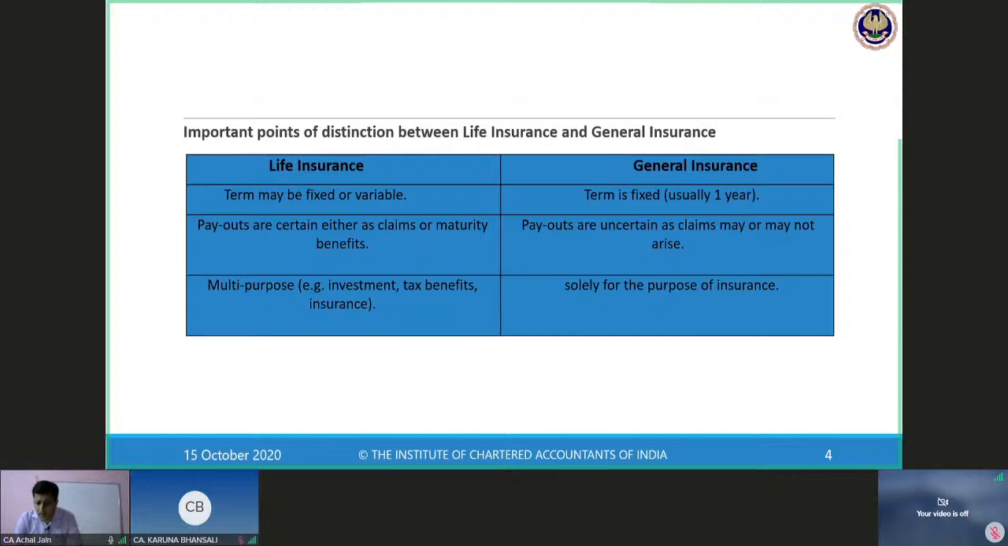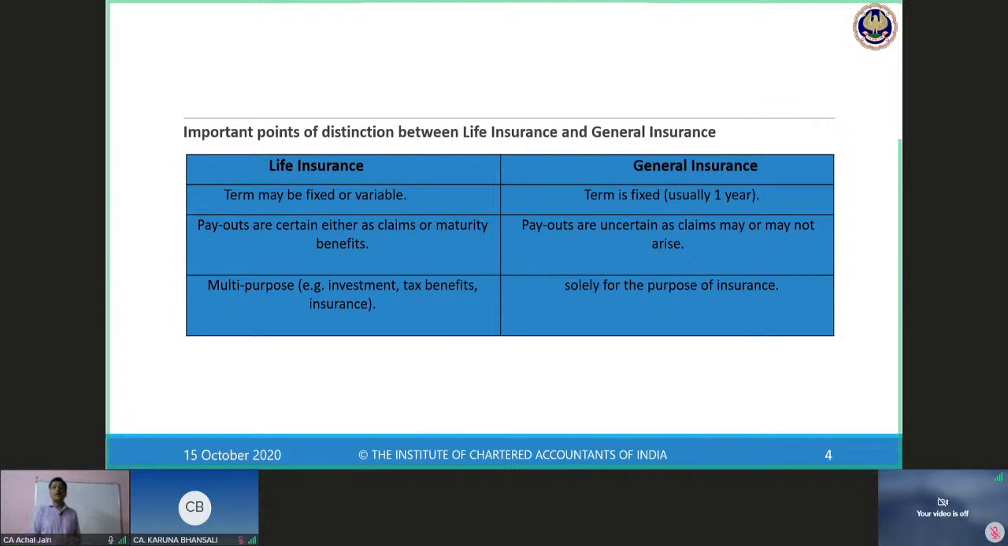So what is life insurance? Life insurance may have a term which may be fixed or variable, but general insurance means insurance for other than life. Therein, the term is always fixed. It is always for 1 year, and then it is required to be renewed every year. For life insurance, payouts are certain, either as claims or maturity benefits. Payouts are certain. In case of general insurance, payouts are not certain.